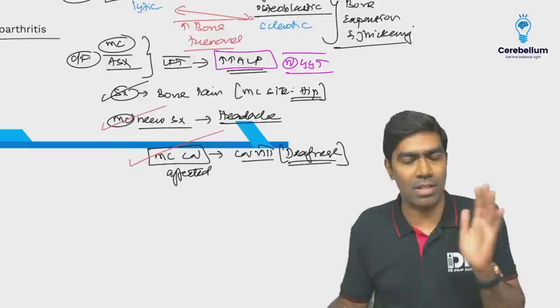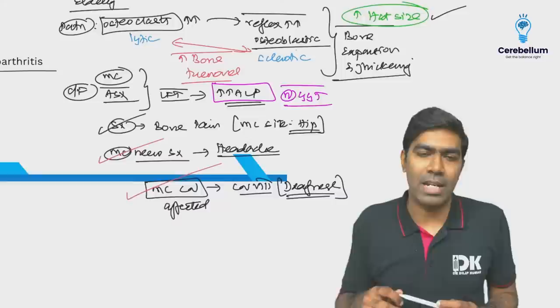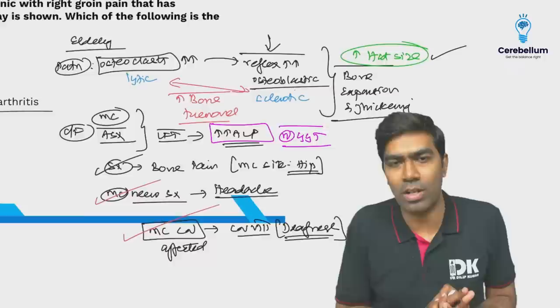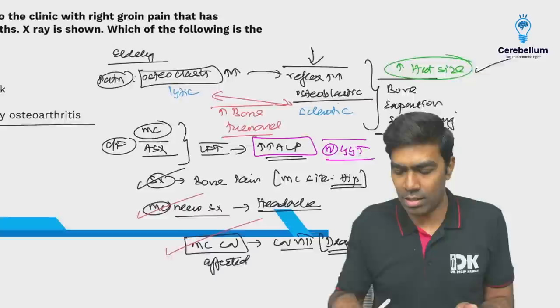But if at all they ask you, you can do bone scans. Bone scans will obviously show the areas of increased osteoblastic activity. Whenever there is increased osteoclastic activity, there will be increased osteoblastic activity that can be picked up by bone scans. So bone scans are also pretty much useful in Paget's disease, but that's not generally required in practice. It's diagnosed based on your usual investigations and the clinical features of the patient.